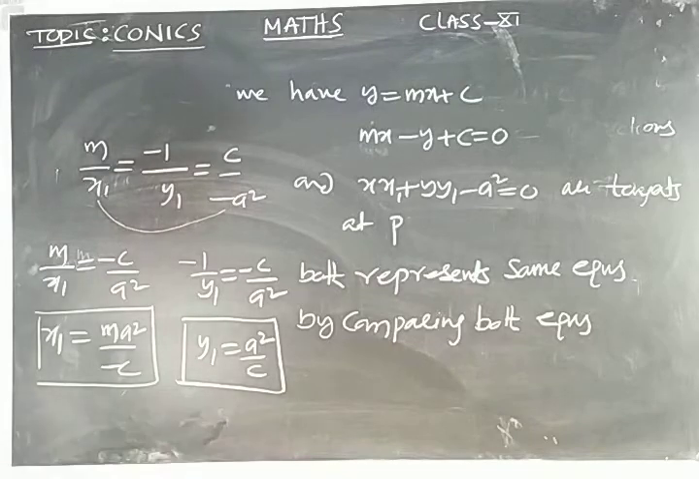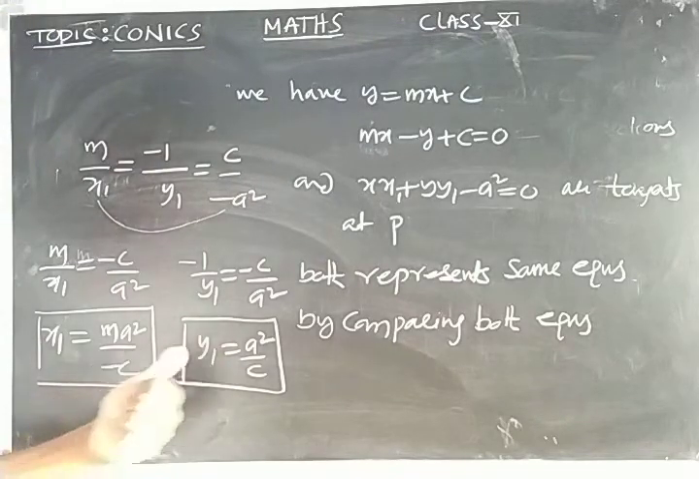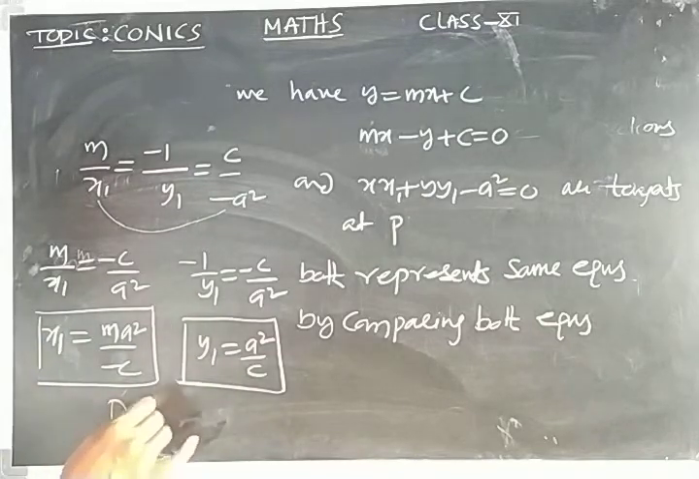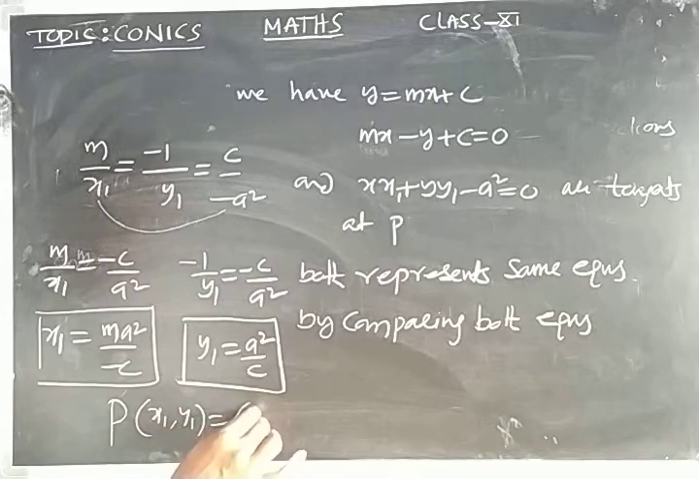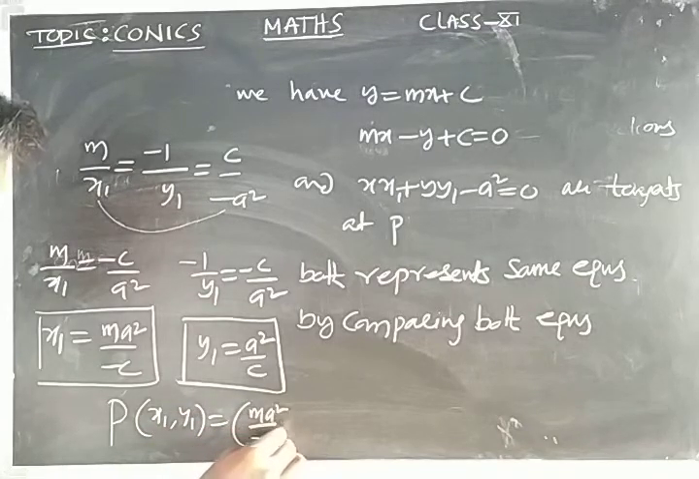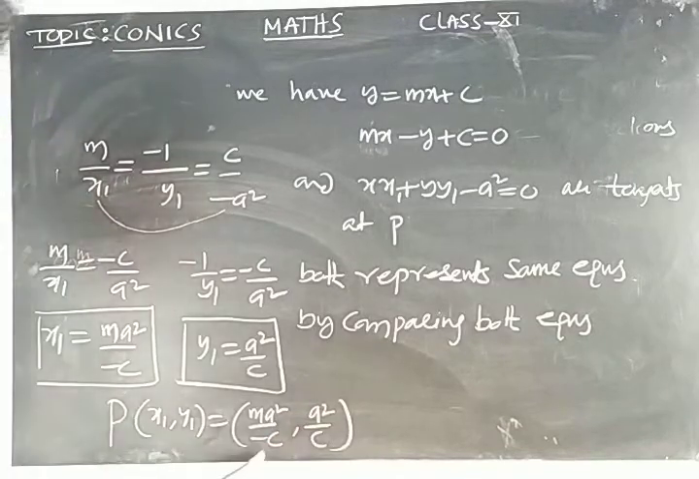Okay, a square by c. Now see, I got x1, y1, which is the P coordinates. X1 is m a square by minus c, y1 is a square by c. So this is the point of contact coordinates.